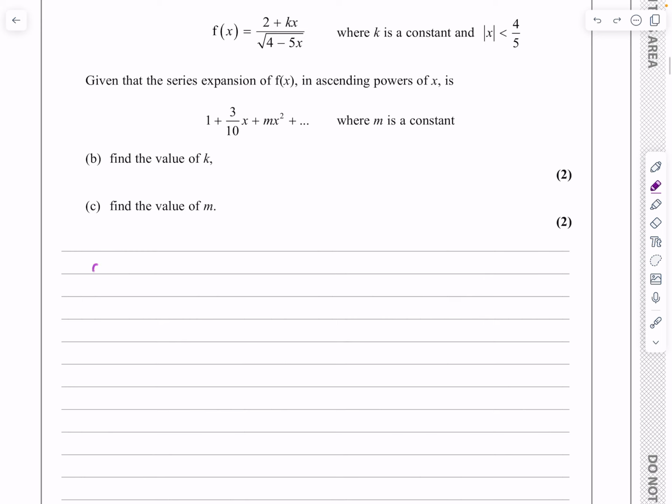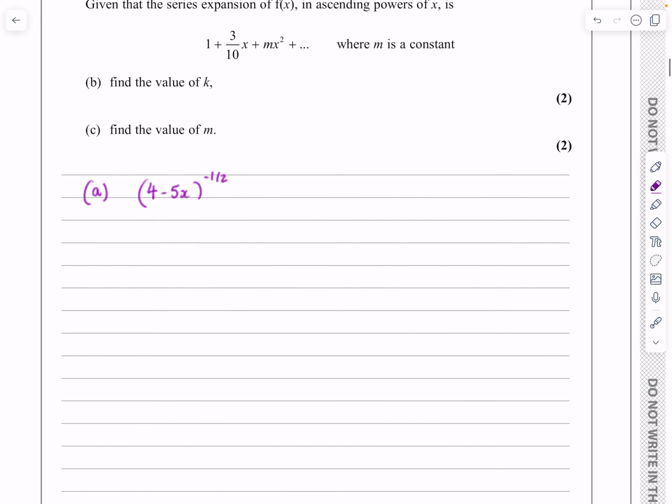Part A, we have (4 minus 5x) to the power of minus a half, and I'm going to be using the formula (1 plus x) all to the power of n, which we use for negative and fractional indices. That's going to be 1 plus nx plus n(n minus 1)x squared over 2 factorial, plus and so on. But we only need to go that far. The key is that we've got a 1 there, and at the moment we have a 4 here. So not unusual stuff. You should have seen loads of these already.